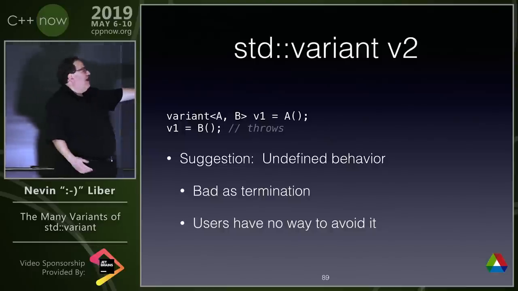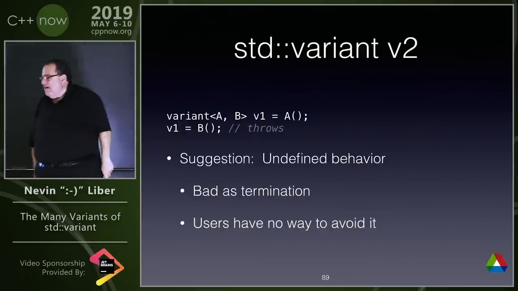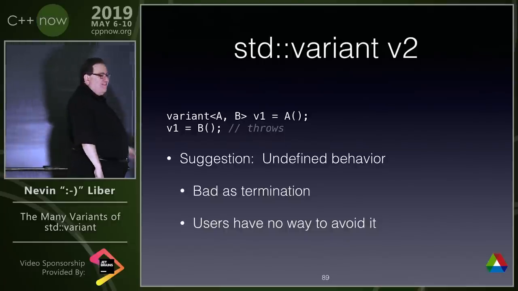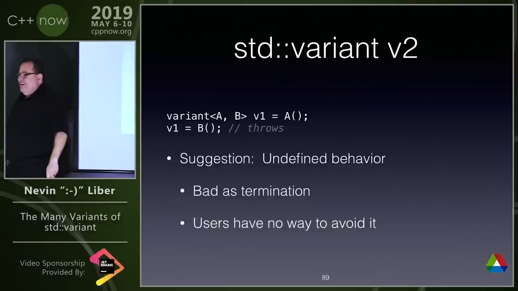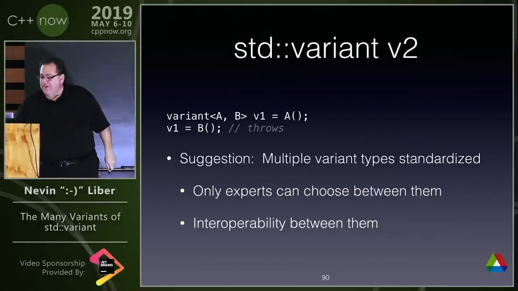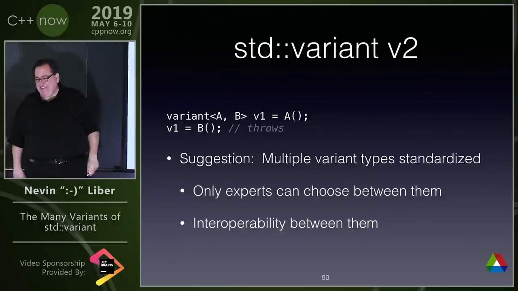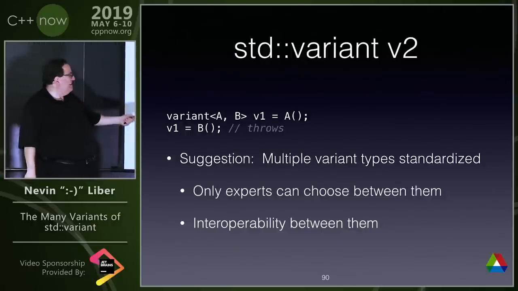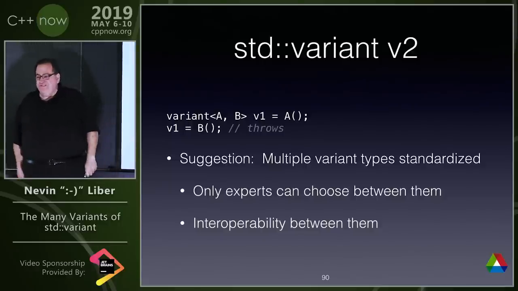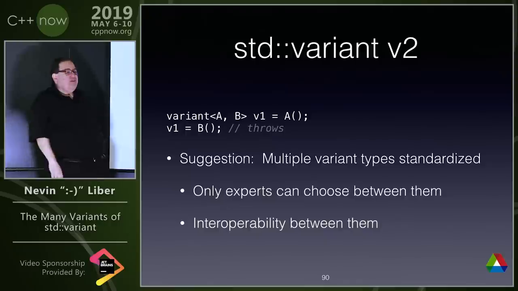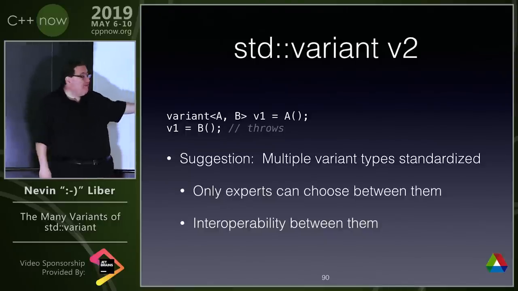Another suggestion: you throw an exception? UB, what the heck? Let's not think about this. To me, that's as bad as termination, because again, users have no way to avoid this state. We can't really decide, so let's do multiple kinds, and maybe even a framework of variants. And how do mere mortal developers, which is usually me, choose between them, and do we allow interoperability between them? These now become hard questions.